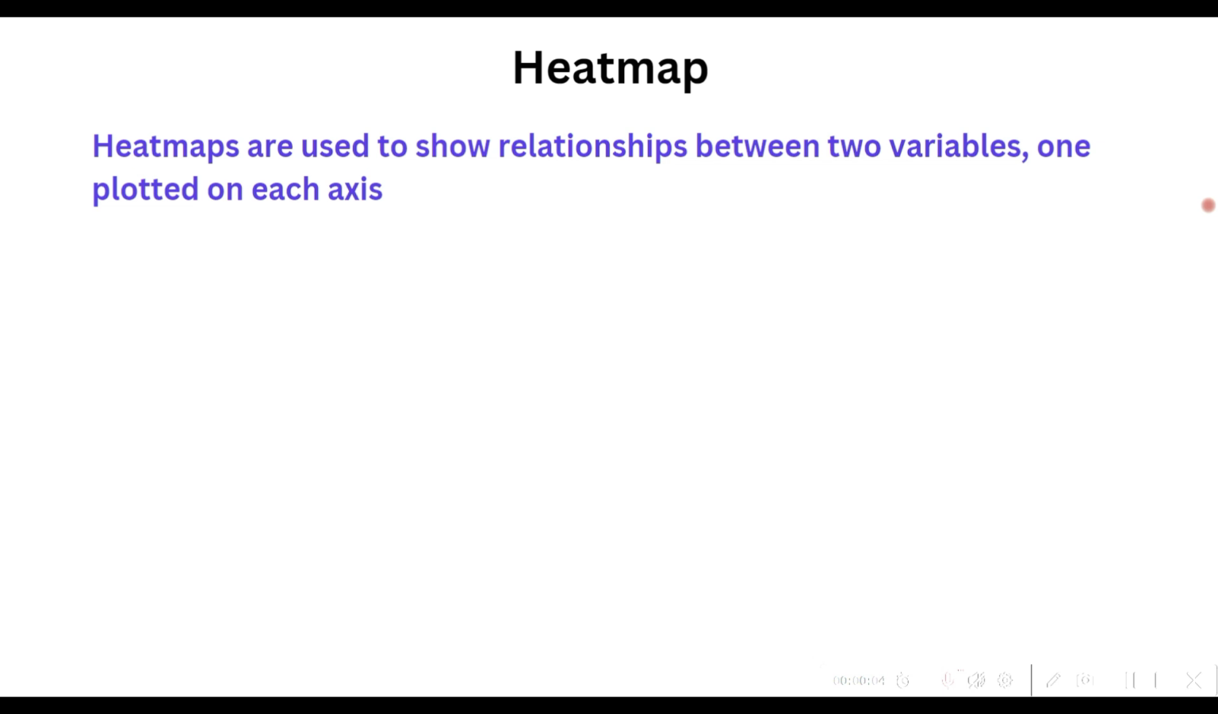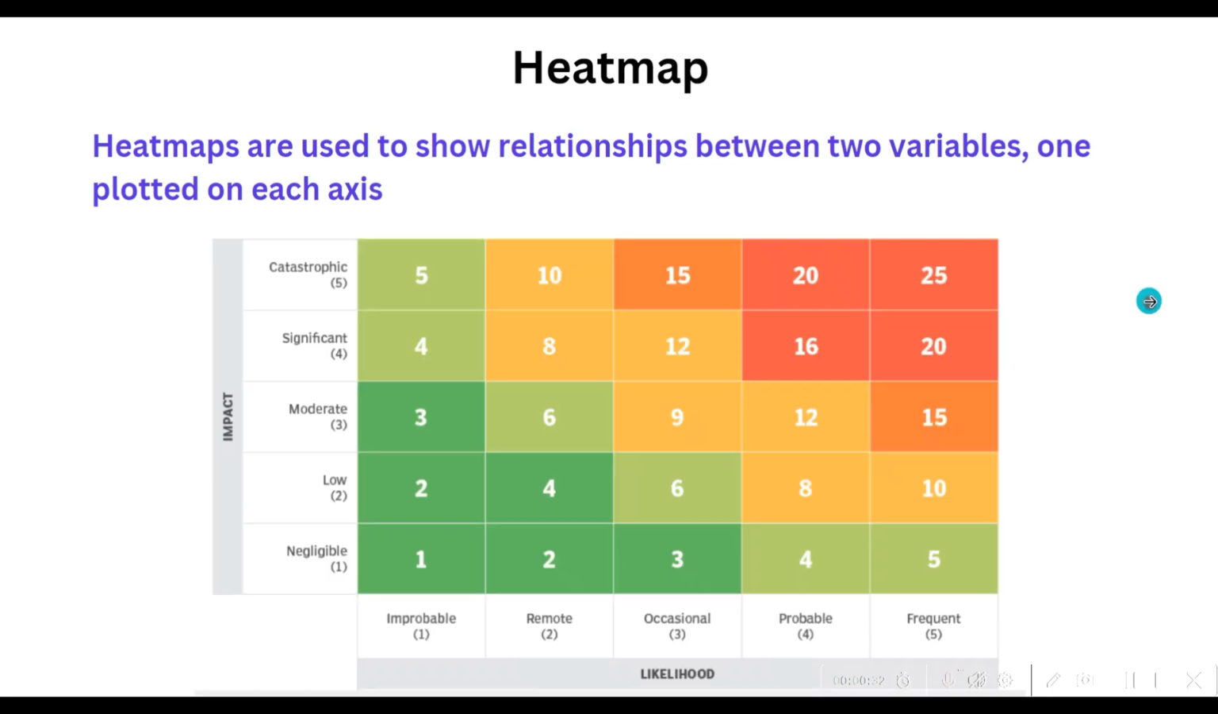Heat maps are used to show the relationships between two variables, one plotted on each axis. By observing how cell colors change across each axis, you can observe if there are any patterns in values for one or both variables. Here is an example of a heat map.